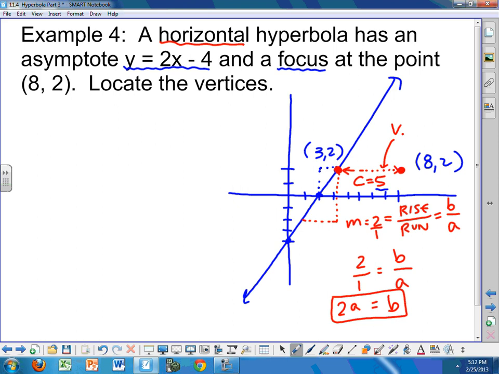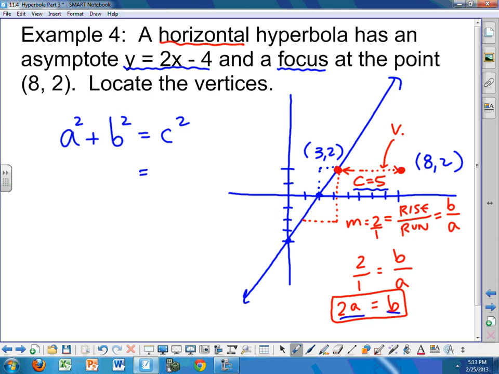The reason that's important is because now things are starting to come together, and I see that my c value, which is over here, fits into my Pythagorean identity for the hyperbola, a squared plus b squared. Sorry, I'm getting excited because I'm getting so close to the solution here. a squared plus b squared equals c squared.